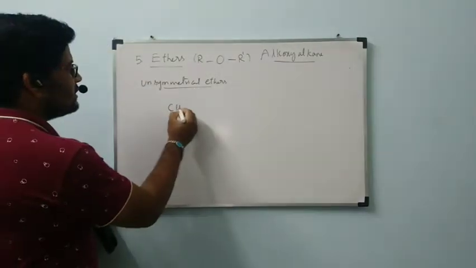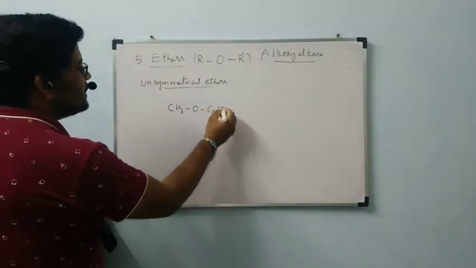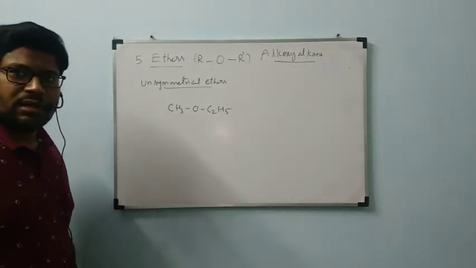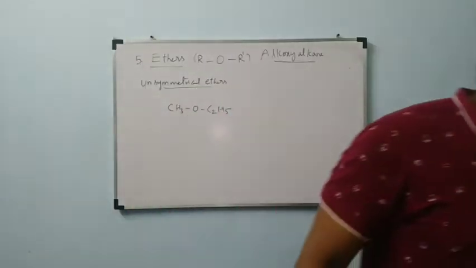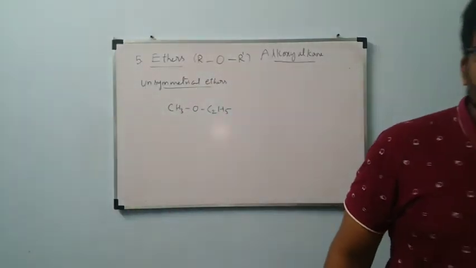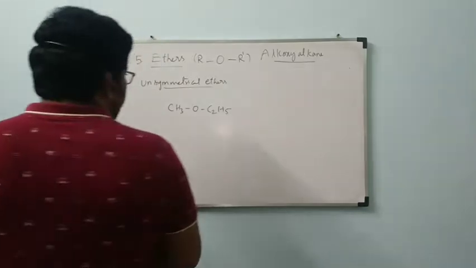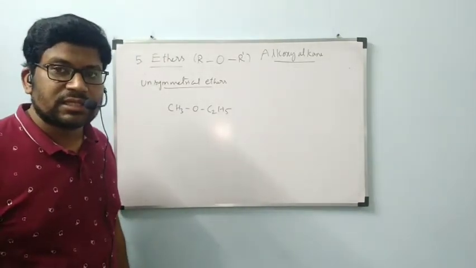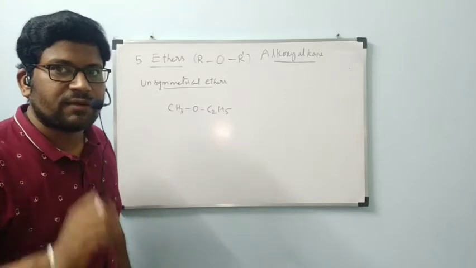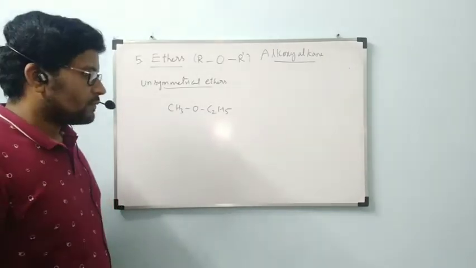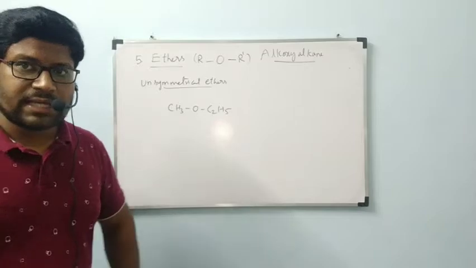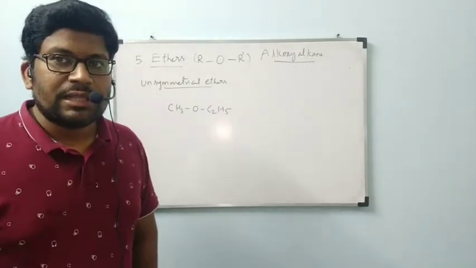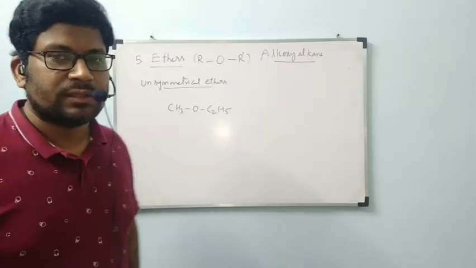So, CH3OC2H5. Let us consider this compound as an unsymmetrical ether. Let us see how to give the name of this compound. When we have two different alkyl groups, we first select the alkyl group with the smaller number of carbons, and that one must be joined with oxygen.